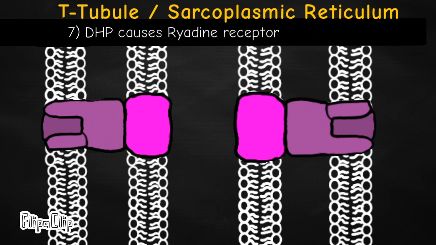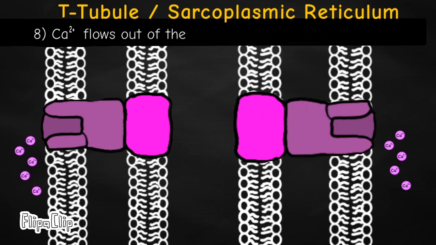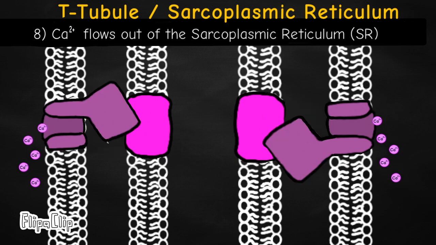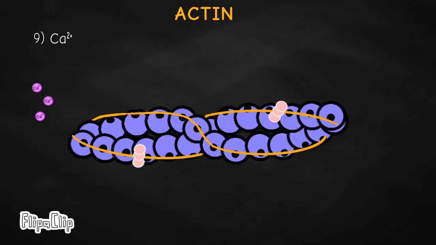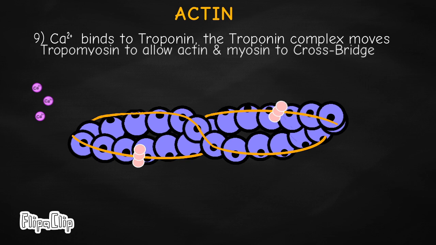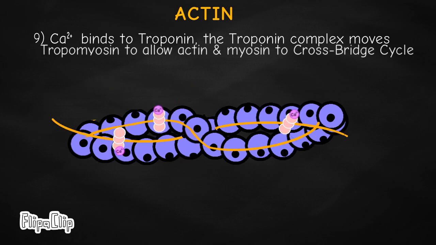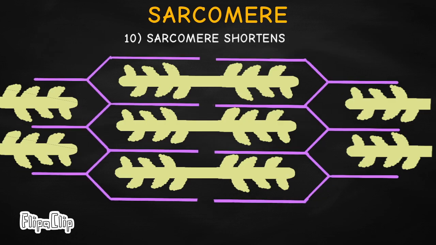Once the change is happening, it will open the ryanodine receptor, and it will cause calcium to flow out of the sarcoplasmic reticulum. And from here, calcium is going to look for troponin, where it will bind to the calcium receptor on troponin, and troponin is going to move tropomyosin out of the way so actin and myosin can cross-bridge cycle. And from here, the sarcomere will shorten, and that's it.